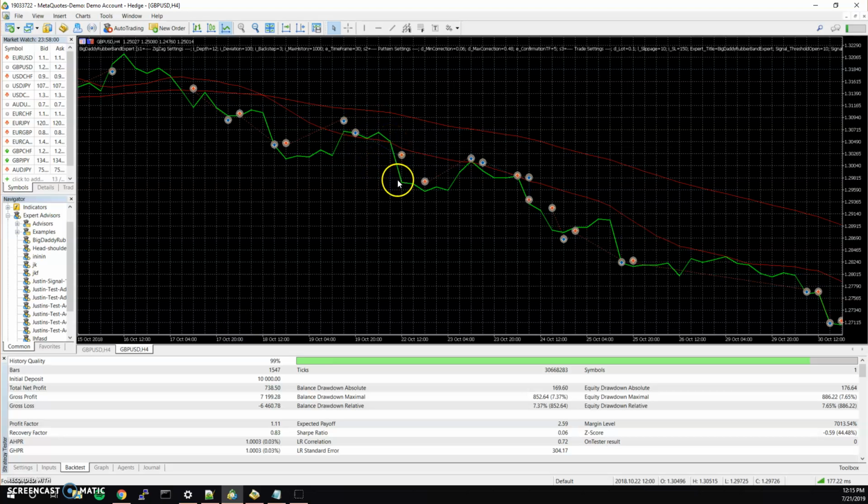We have one more teeny tiny little pattern that was also detected. This is for reverse head and shoulders. We have a shoulder, a head, another shoulder, and then we open a buy.